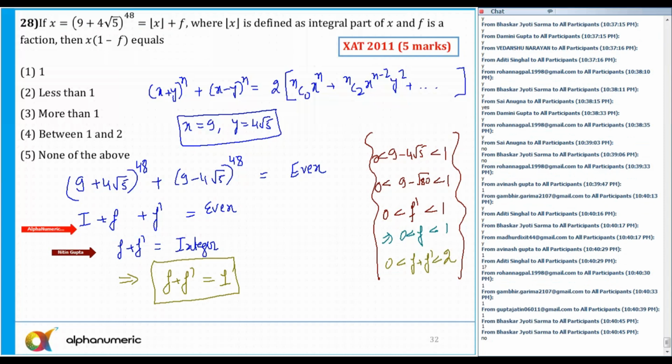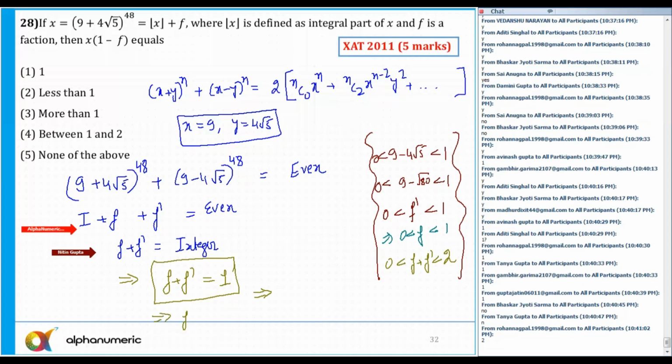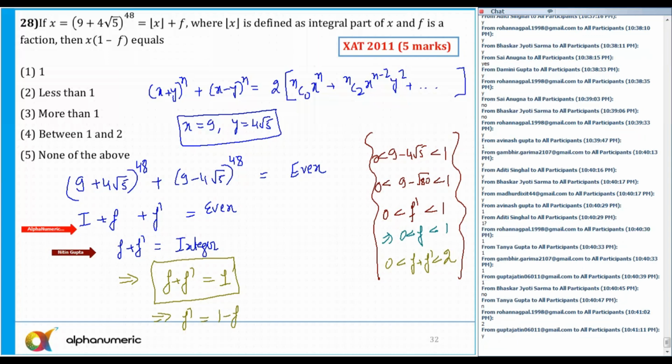All right. So we have got that f plus f dash is exactly equal to 1. So if it is exactly equal to 1, now tell me what is the value of f dash. It implies that the value of f dash is equal to 1 minus f. Yes or no? 1 minus f. Any doubts to anyone now?